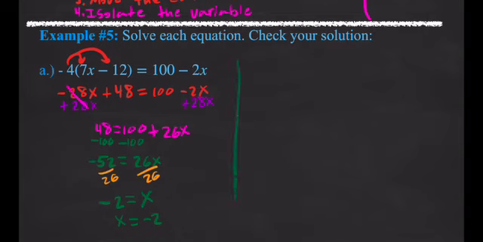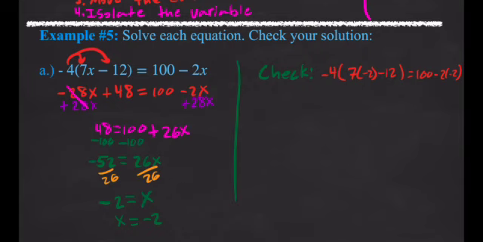So to check, all we're going to do, take your original and plug in negative 2. So we have negative 4 times 7 times negative 2 minus 12 equals 100 minus 2 times negative 2. Let's make sure that this works. Anywhere you see the x, substitute what we found.